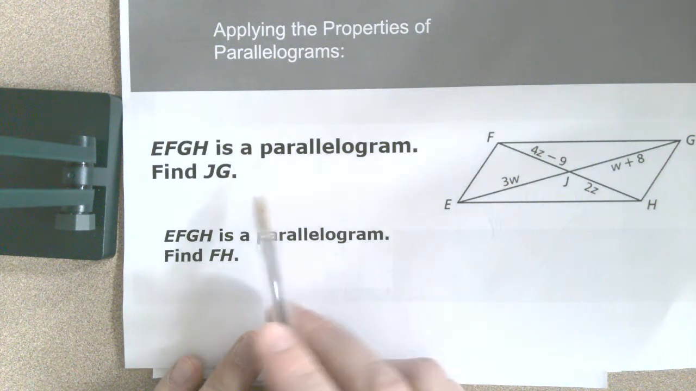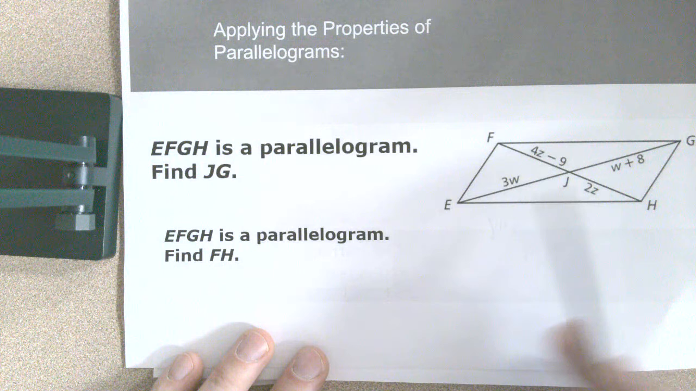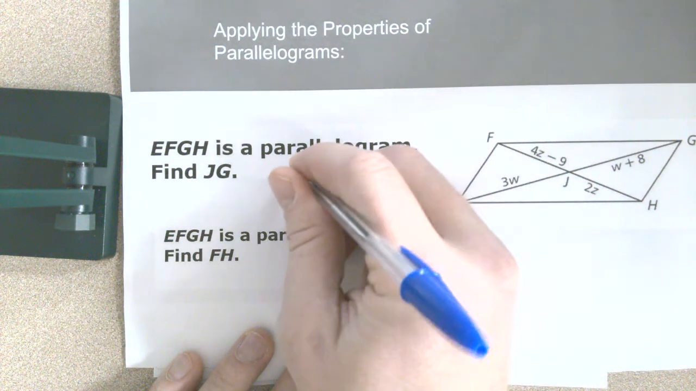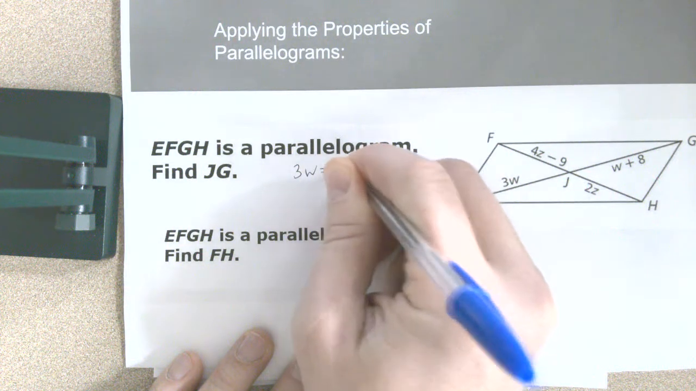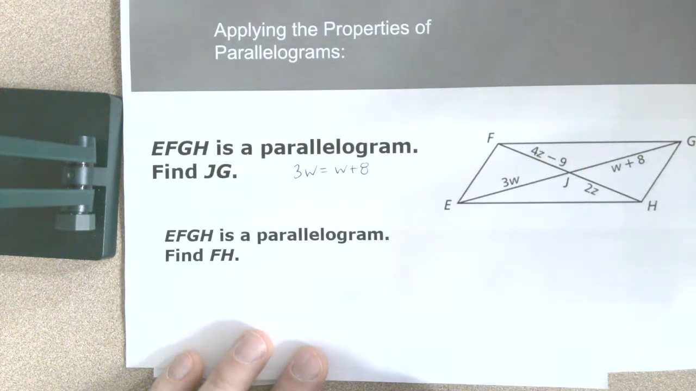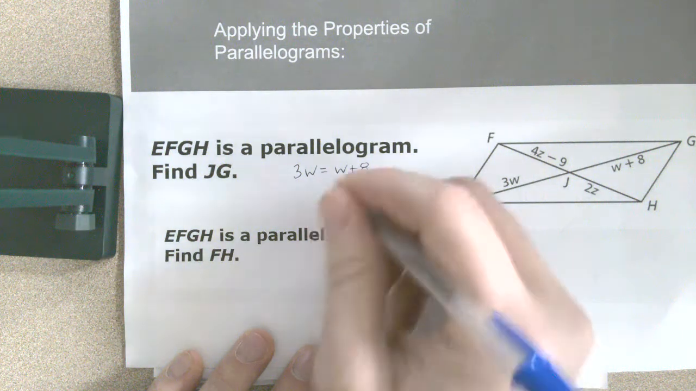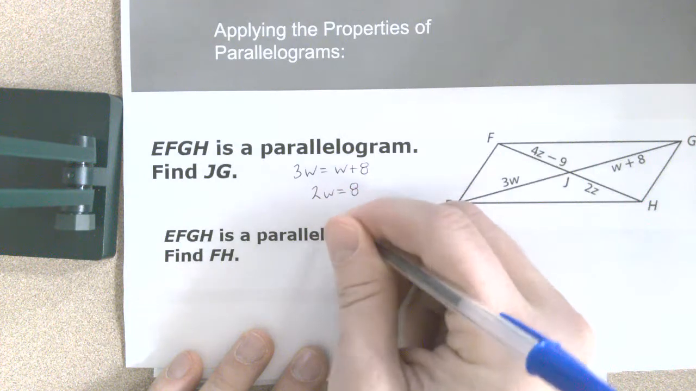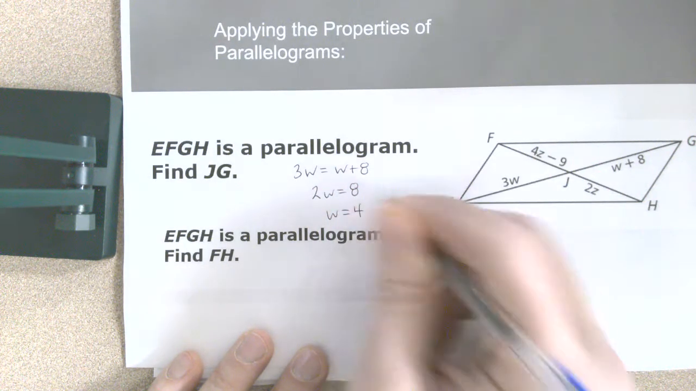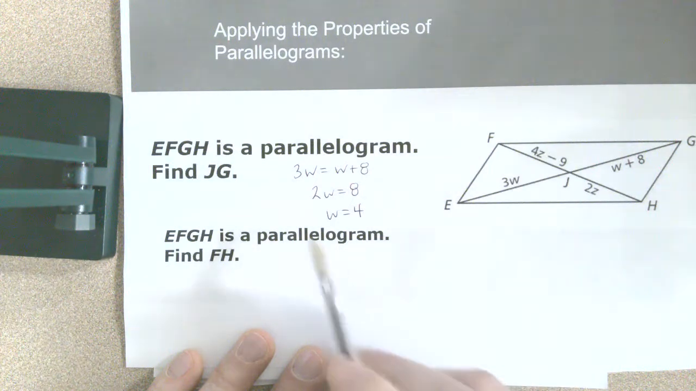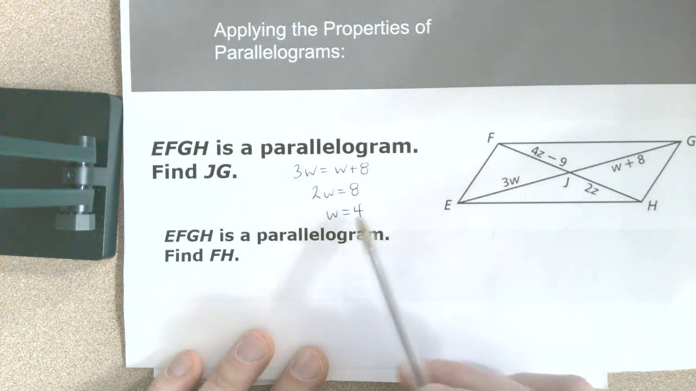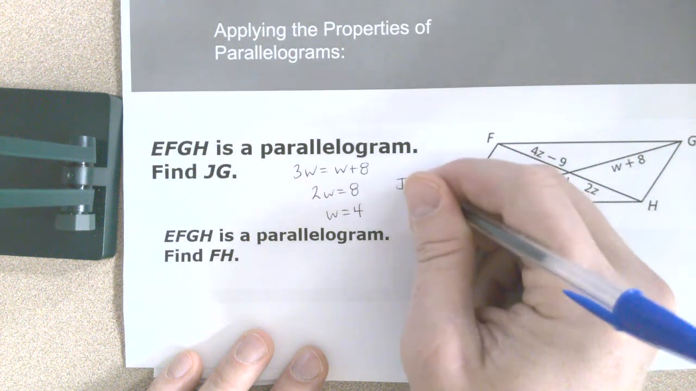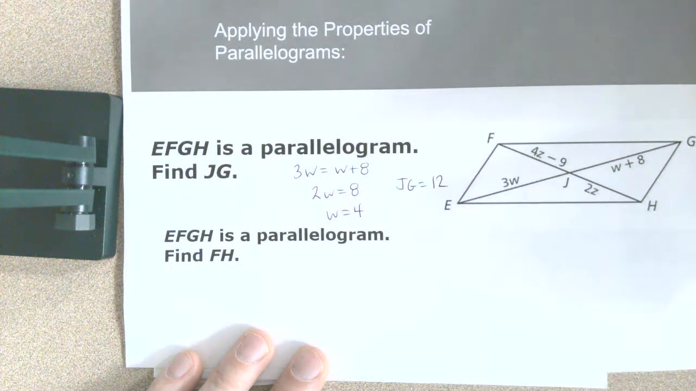Okay, hopefully for the first one, again, we're utilizing the fact that the diagonals bisect each other. So to find JG, we have to first of all find W. So 3W equals W plus 8. And if you solve for W, you get 2W equals 8. And then divide by 2, so W is going to be 4. To find JG, I just plug 4 back in. So 4 plus 8, JG is going to be 12.